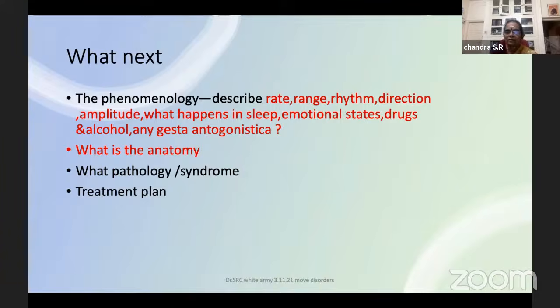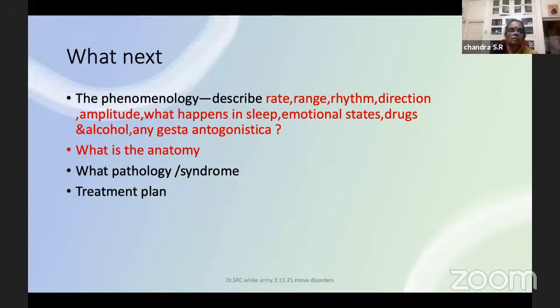Direction. Is it up and down, horizontal, or multi-directional? Then what is the amplitude? We say hypokinesis or hyperkinesis. So whether the amplitude is decreased or increased. And what happens to these movements in sleep? And what happens to these movements when the patient is emotionally disturbed? And what is the effect of drugs on these movements? Can alcohol reduce or increase them?